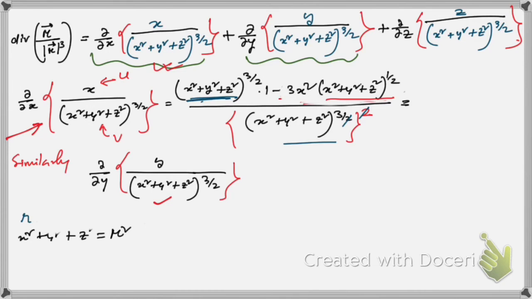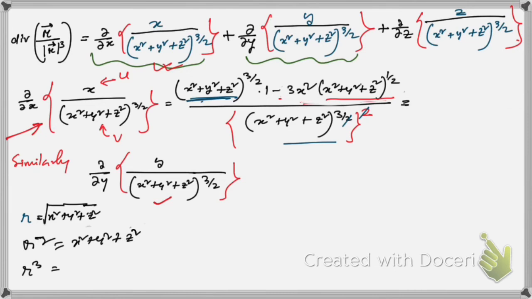R is the square root of x square plus y square plus z square, right? This is r, and so r square is x square plus y square plus z square, right? So what will be r cube?